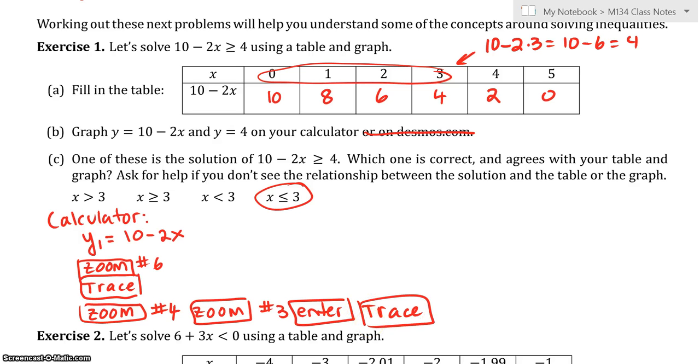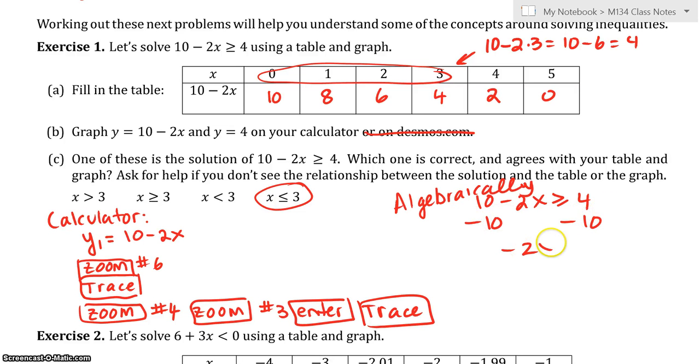Just visualize. Now, you can do this algebraically. They're going to show you that in the book. If we wanted to do this algebraically, what we're going to do is solve like it's an equal sign. So if I solve this, I would subtract 10 from both sides, just like we did before. But there's this weird thing that's going to happen here.